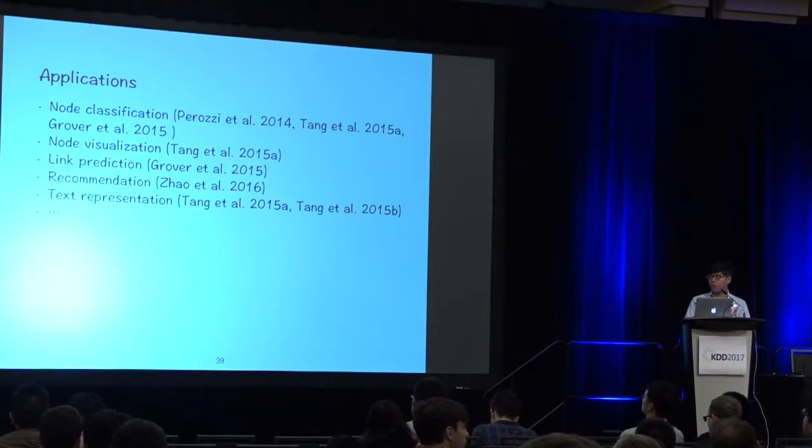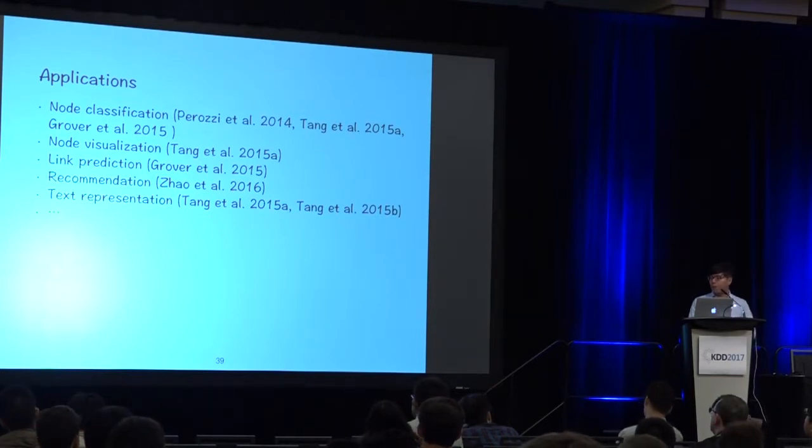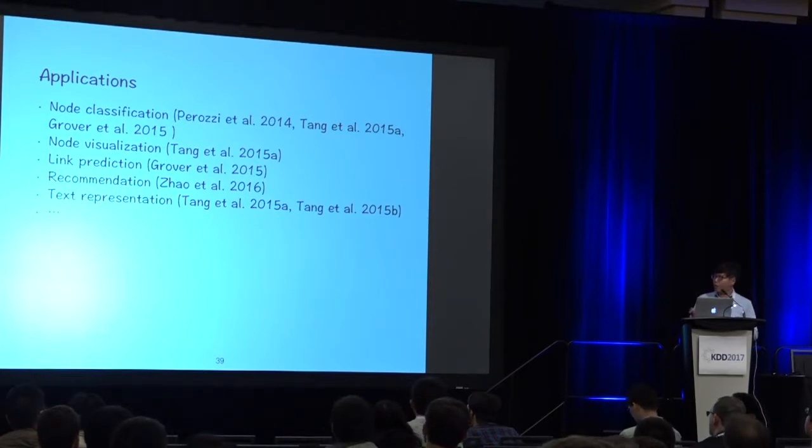For example, we can use it for text representations. So we can construct networks from text, and then we can embed the text networks, from which we can obtain the text embeddings. Okay. So next, I'm going to introduce some results of these applications.